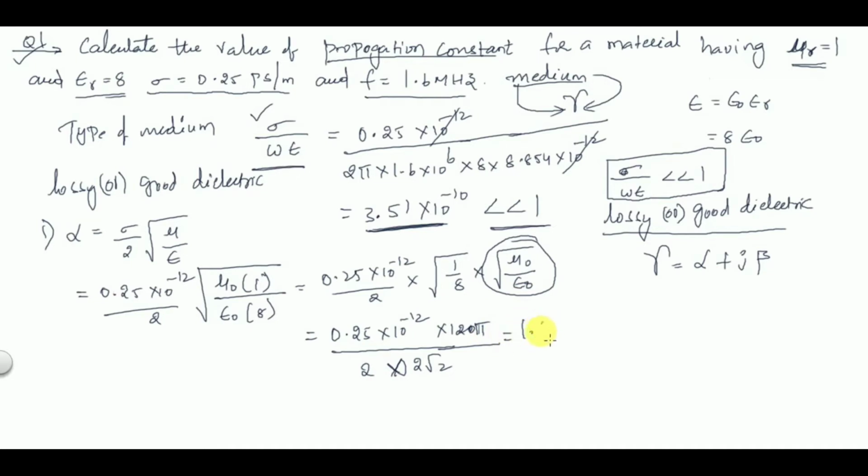So if you solve it using a calculator, you'll get 1.6 into 10 to the power of minus 11. So this is Nepper per meter. Second, we have to find beta.